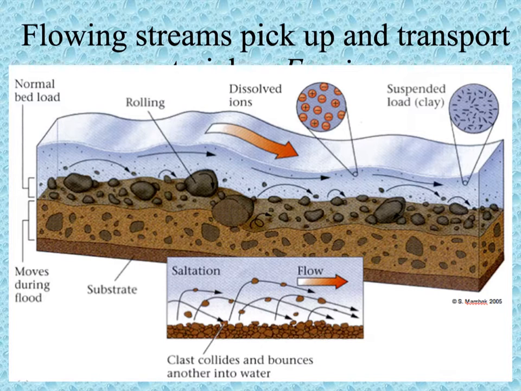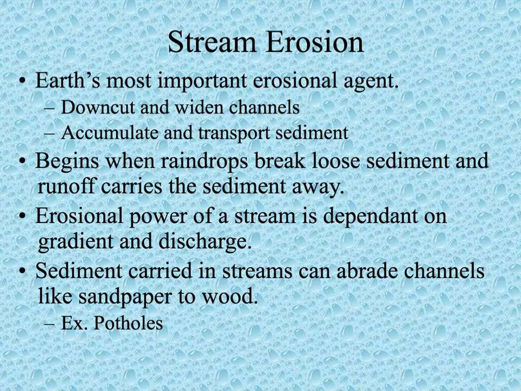So when you look across this diagram, you're going to see dissolved load. That's where ions are actually dissolved in the water. Suspended load is when you have clay particles that are being temporarily carried in the water. And then you're going to have the bed load, and those are all those pieces of rock sitting along the floor of the stream or river. Okay? So, stream erosion. You guys are just going to finish off with this slide.